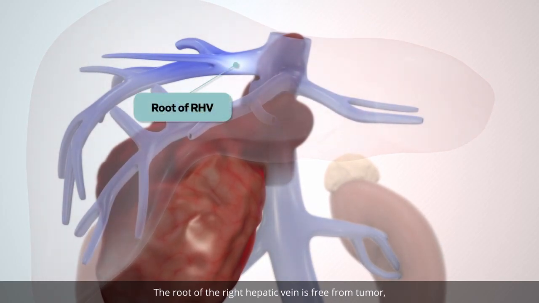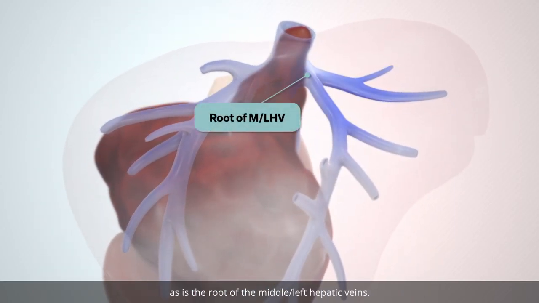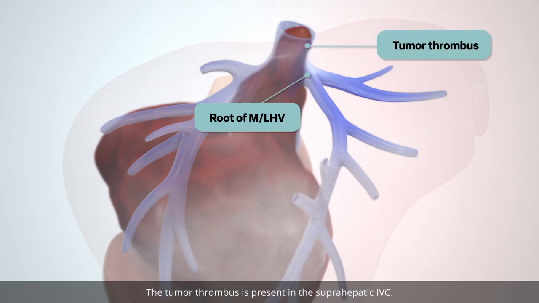The root of the right hepatic vein is free from tumor, as is the root of the middle left hepatic veins. The tumor thrombus is present in the suprahepatic IVC.